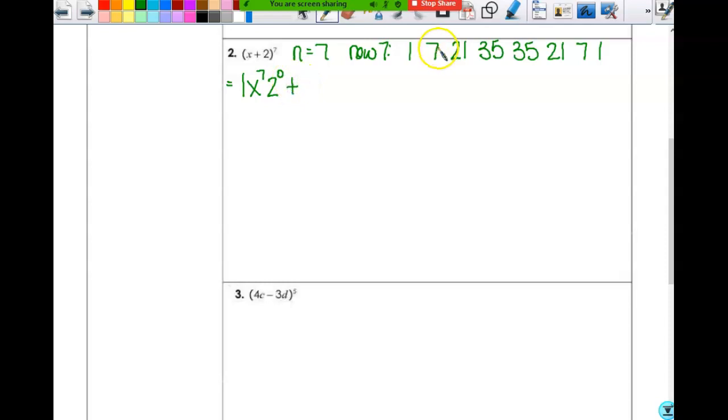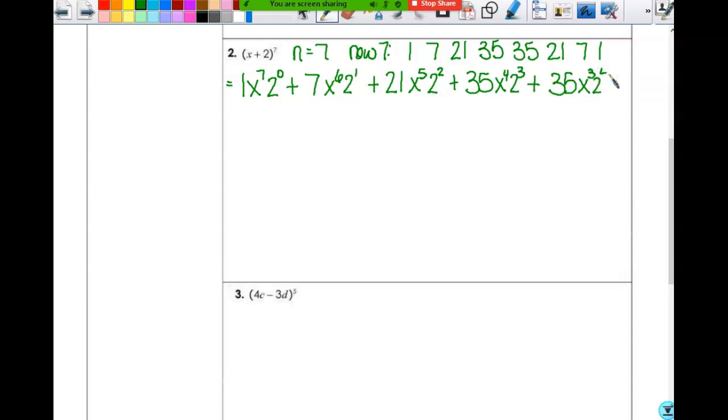Plus, take my next coefficient, which is 7, times x to the 6th, times 2 to the 1st. Plus 21, x to the 5th, 2 squared. Plus 35, then that would be x to the 4th, 2 cubed, plus 35 again, x to the 3rd, 2 to the 4th, sorry. At first I was like, oh, that didn't add to 7, but it does. 3 plus 4 is 7. And then you do the last three terms.